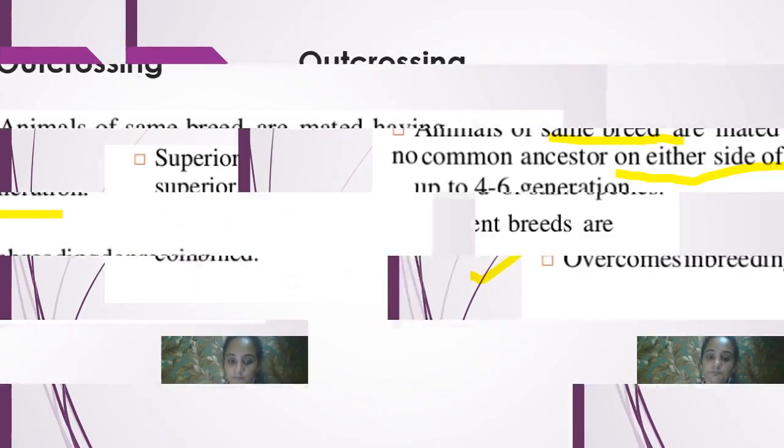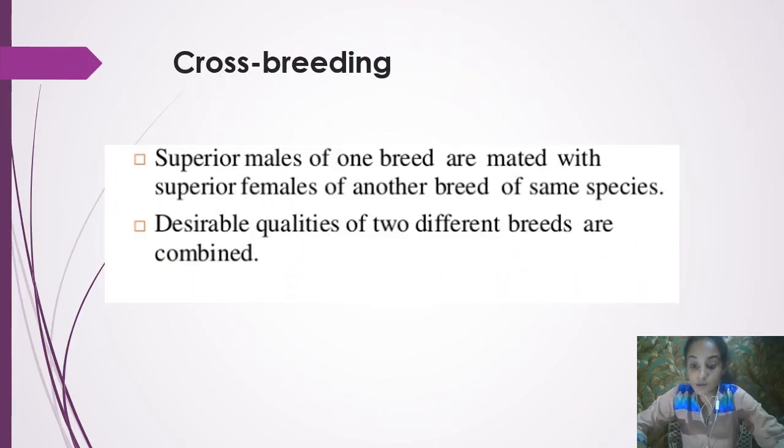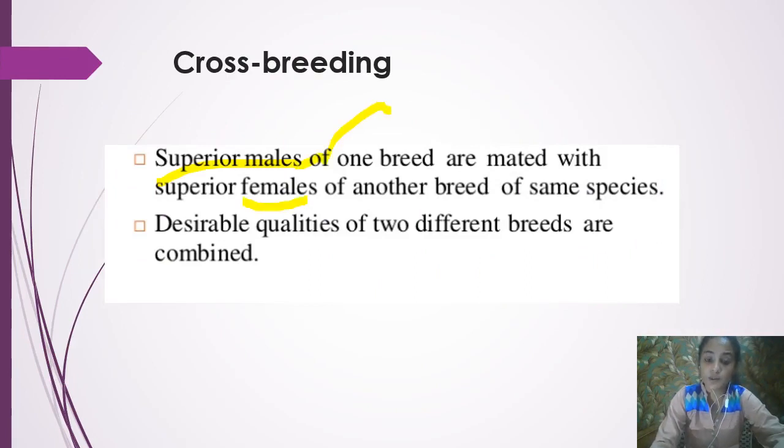Outcrossing. Now, the next one is crossbreeding, what we told, different breeds. So, superior males of one breed is mated with the superior females of another breed. And the desirable qualities of two different breeds are combined. Okay, so you are selecting superior male of one breed and the superior female of other breed. And these two are getting crossed, and these superior qualities will be developing in the progeny. Clear? So that is the difference in the cross breeding.